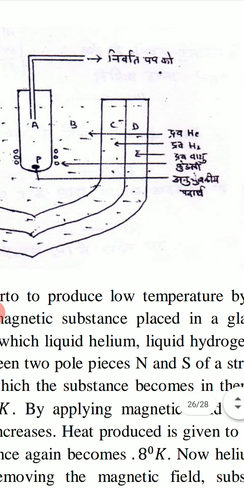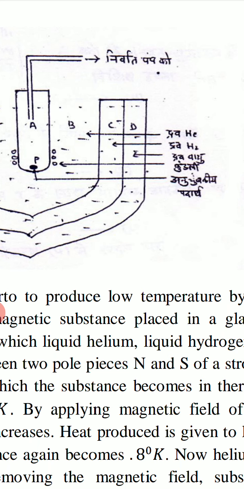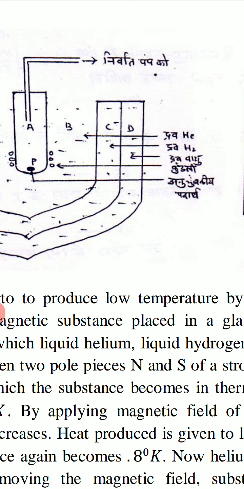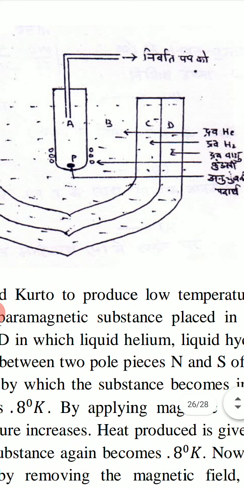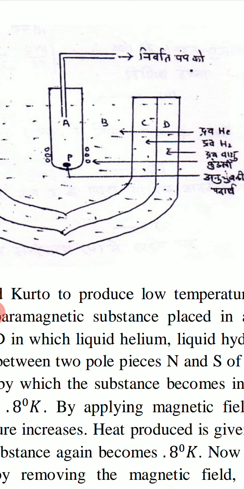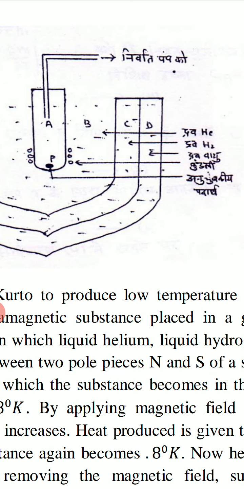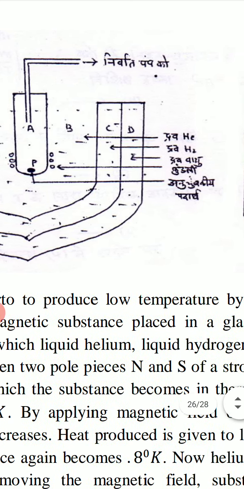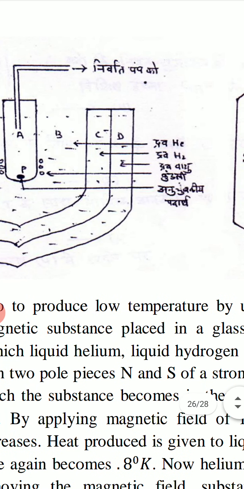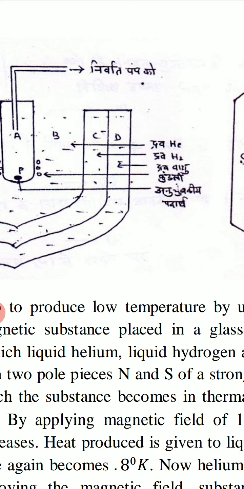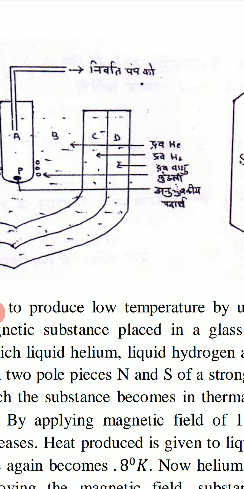In Dewar flask B, liquid helium is filled. In Dewar flask C, liquid hydrogen is filled, and in Dewar flask D, liquid air is filled. So, P is the paramagnetic substance. It is placed inside a glass tube A, which is surrounded by Dewar flasks B, C and D, which have liquid helium, liquid hydrogen and liquid air respectively.